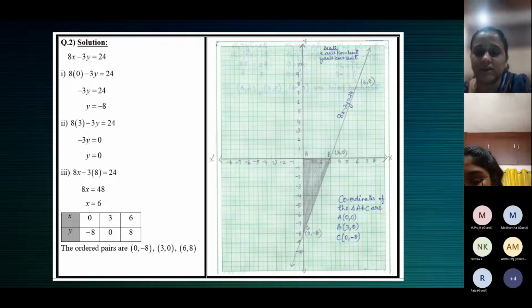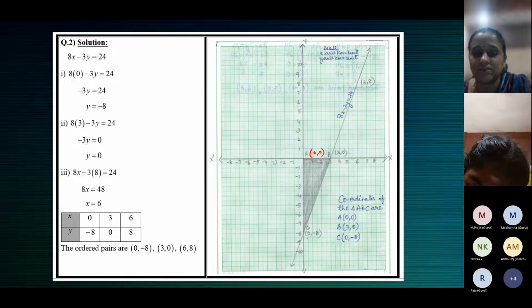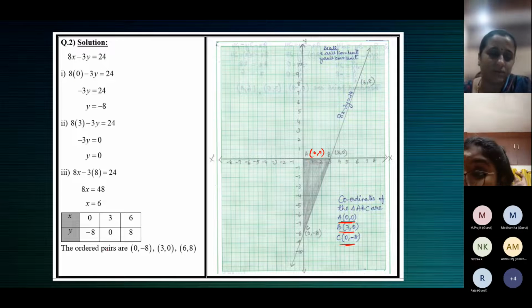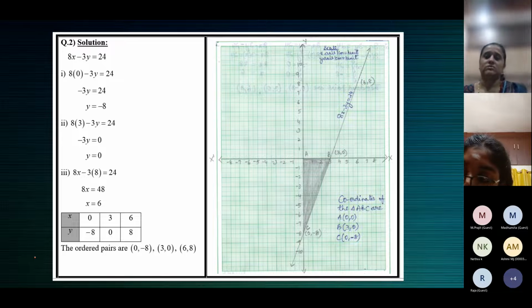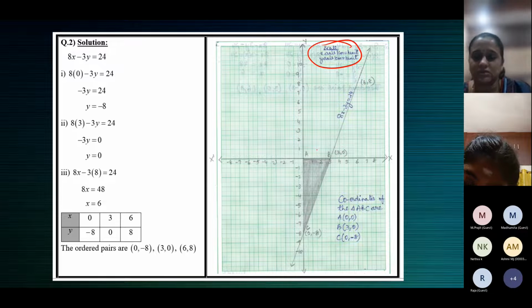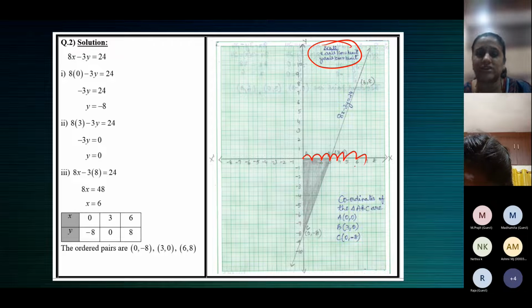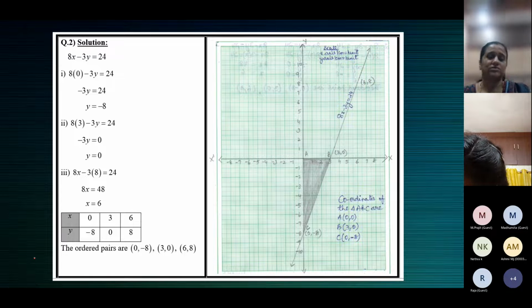So the coordinates of the triangle ABC are A, you must write this. So A 0, 0, B 3, 0, and C 0, -8. You can see here. You need to write this. You need not write on the graph paper. You can also write it in your notebook, below here. And of course, the scale is important. You can see here, 1 centimeter is 1 unit. We are jumping in 1, 2, 3, 4, 5, 6, like that. So 1 centimeter is 1 unit.